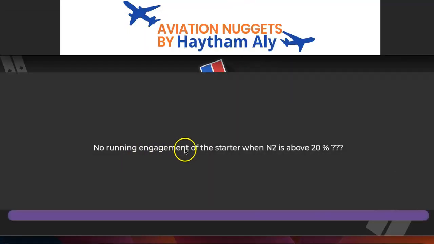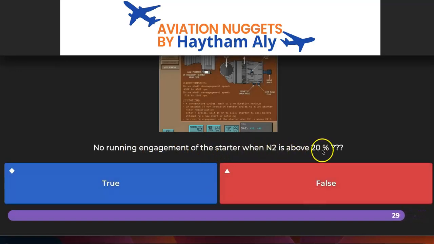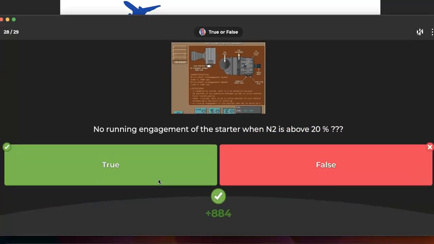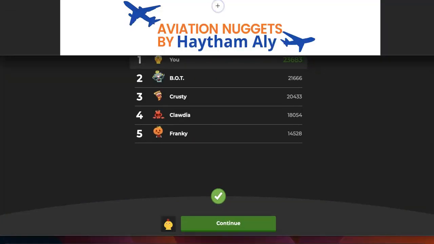No running engagement of the starter when N2 is above 20%. Yes, starter engagement speed is 20%. So the RPM of the rotor must be less than 20% to engage the starter.